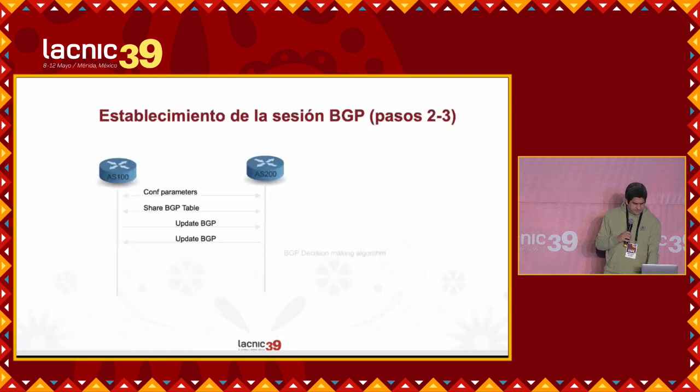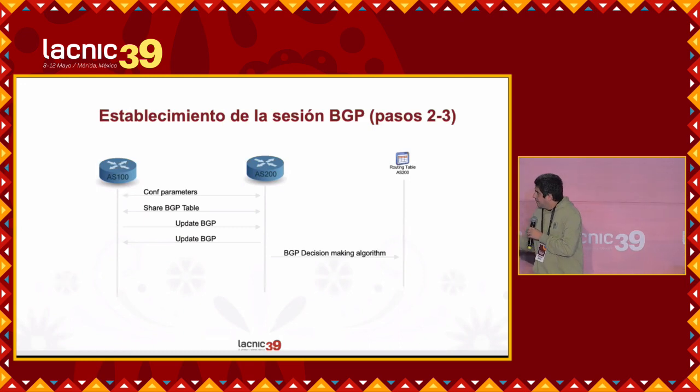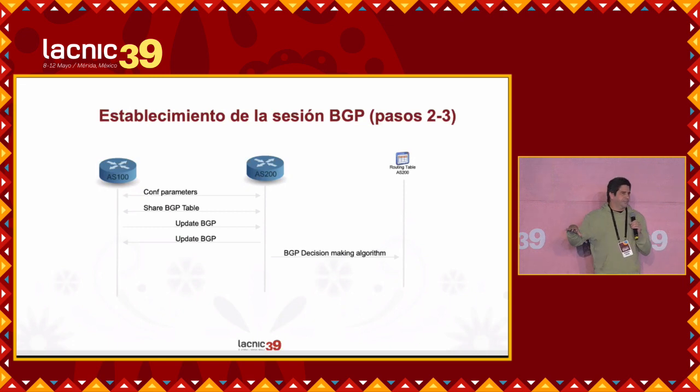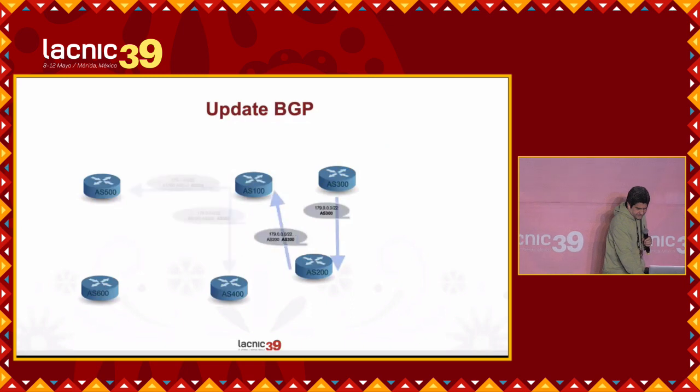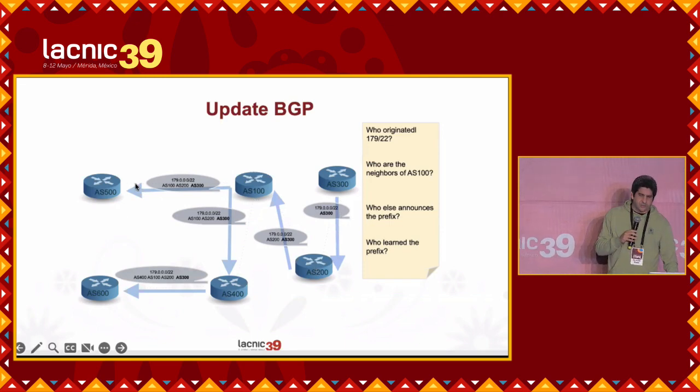And the BGP session, many of you may know it. Basically, I have two routers. They exchange some parameters. And after the BGP update, the router will pass all the BGP table, and it learns a lot of prefixes. And finally, it's going to make it go through an algorithm that is what it will inject in the routing table. For the BGP update, we're going to see something similar in the demo. When a router announces a prefix, the router receiving it will keep on announcing it to the rest of the peers.